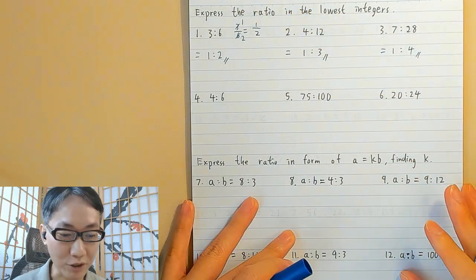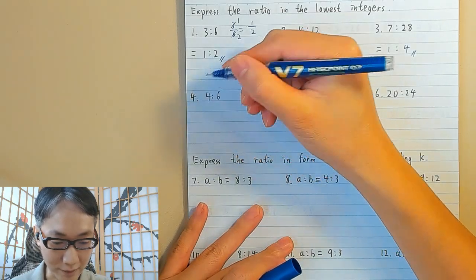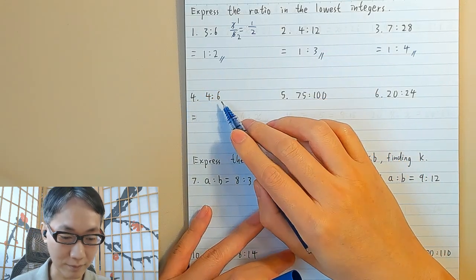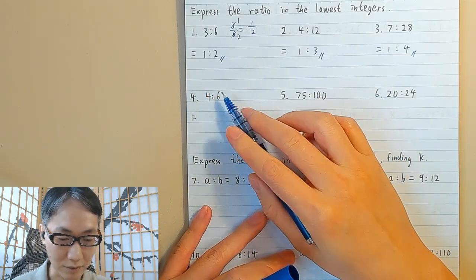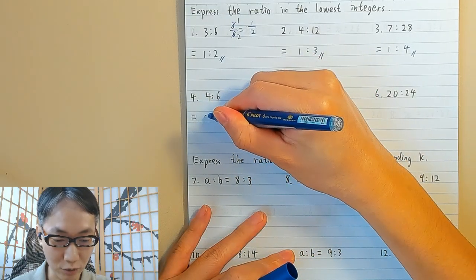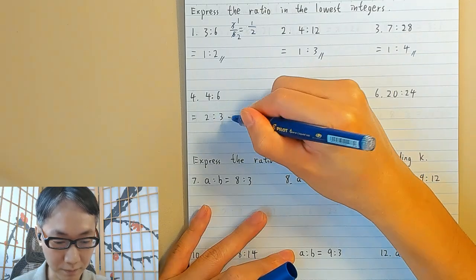There's a previous video on HCF and LCM. You can also check that back. So this is 4 to 6. You can divide both of them by 2. Then 4 divided by 2 is 2. 6 divided by 2 is 3.